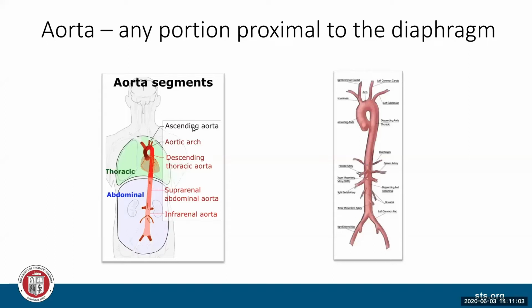This is another picture of the ascending aorta. It kind of points out, and then we have the suprarenal aortic, abdominal aorta, which is just above the renal arteries. Again, if any of that crosses over above the diaphragm, it needs to get included in the adult cardiac surgery database.